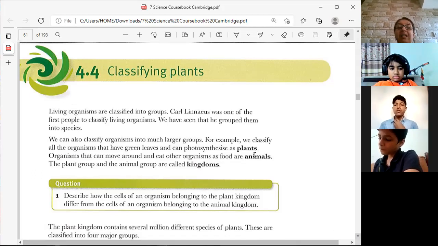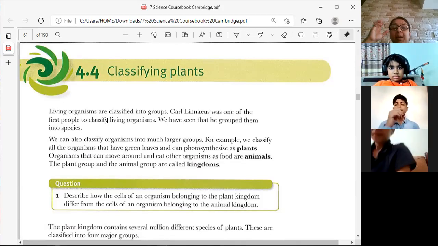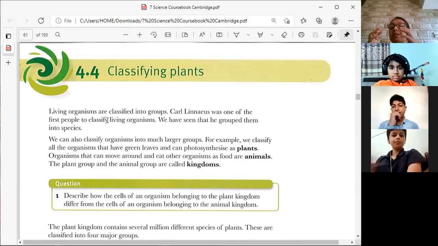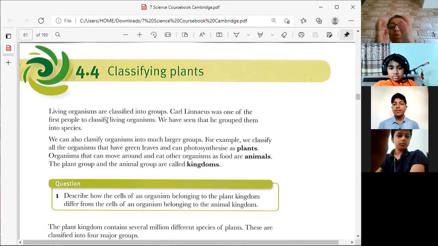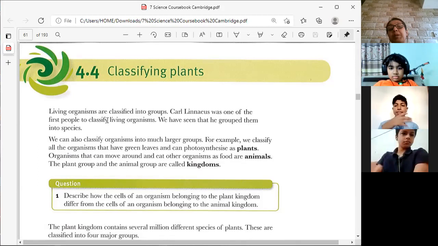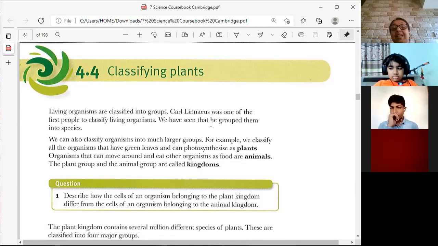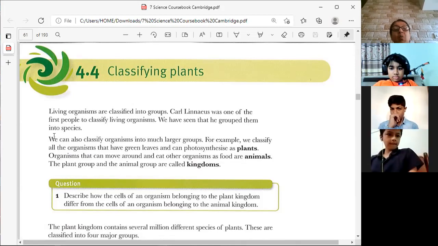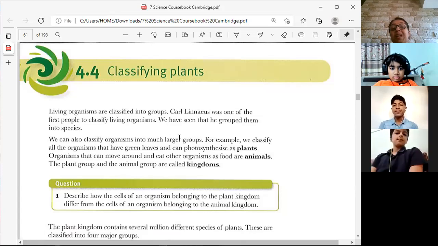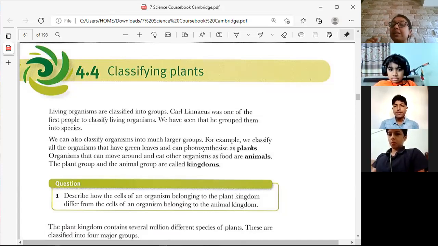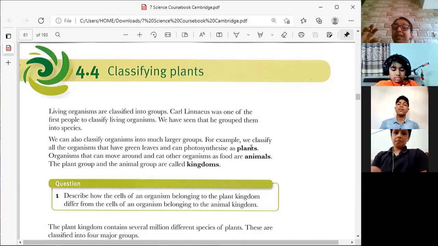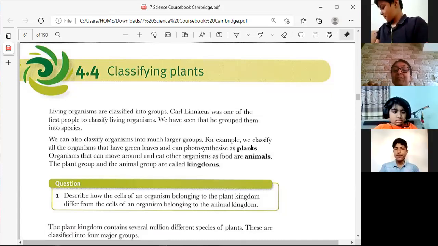So Carl Linnaeus was one of the first people to classify living organisms. He came up with the idea that the living organisms who show the same type of characteristics should be put into a group. And when they are put into a group, it becomes easy for us to learn. So we have seen that he grouped them in species. We can also classify organisms into much larger groups. For example, we classify all the living organisms that have green leaves and that can do photosynthesis as plants. Yes or no? We name them as plants. The animals that move around, that eat other organisms or other food, we call them animals.